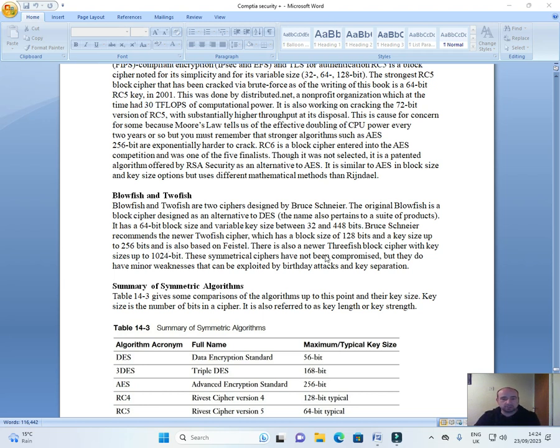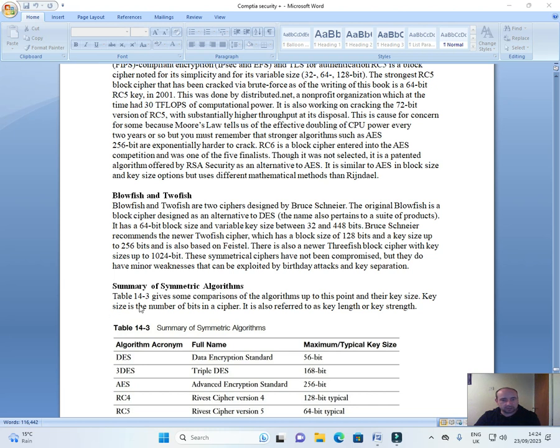There is also a newer Threefish block cipher with key sizes up to 1024 bits. These symmetric ciphers have not been compromised, but they do have minor weaknesses that can be exploited by birthday attacks and key separation.